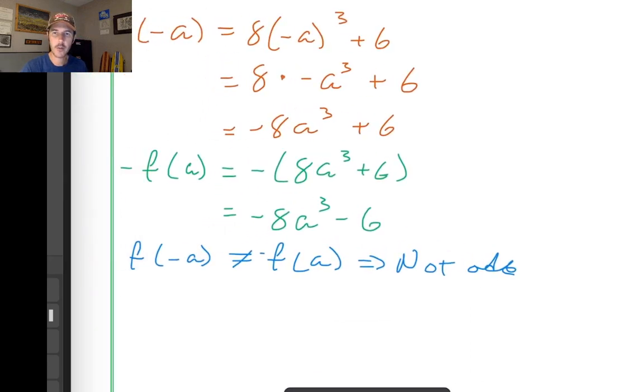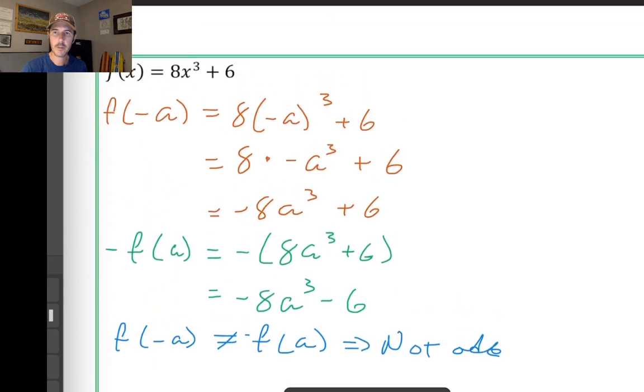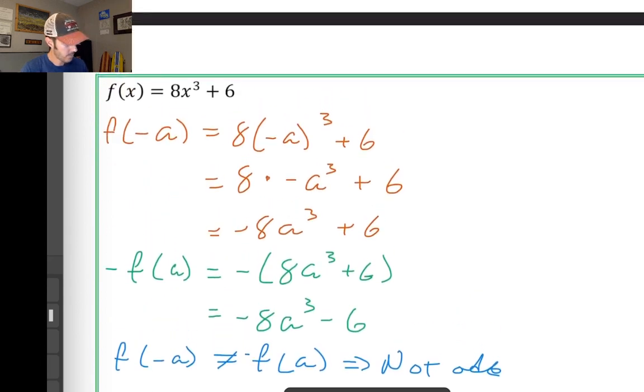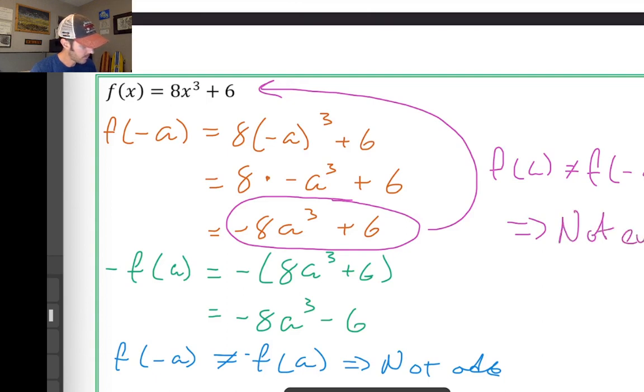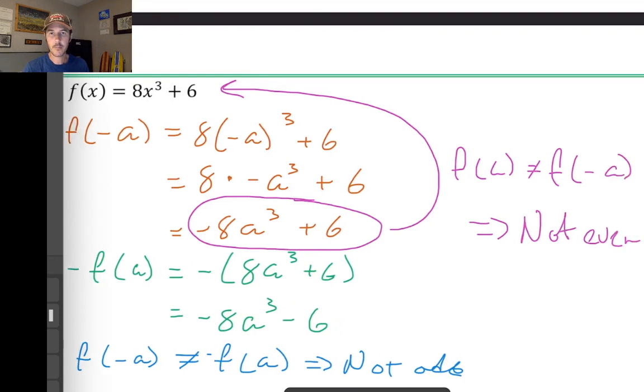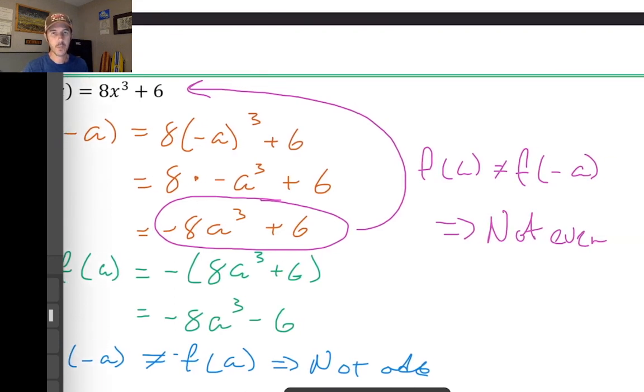All we have to do now is, as a matter of fact, we have everything that we need. We're going to compare f of negative a to f of a. And I can see that f of a does not equal f of negative a. Therefore, this is not an even function either. Therefore, not even. So it's not even, and it's not odd. The correct answer would be neither.